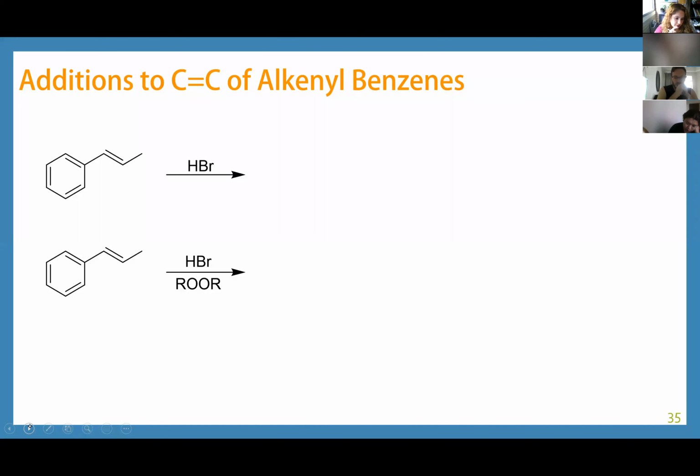Okay, so the next thing that we have to consider is the addition to the carbon-carbon double bond of alkenyl benzenes. And again, we're going to be concerned with alkenes that are between the benzylic position and one removed from the benzene. So a conjugated system, right? What you don't need to worry about is something like 1,4 addition. You're not going to have a 1,4 addition where we protonate here and halogenate here, right? We're not going to break the aromaticity of the benzene ring.